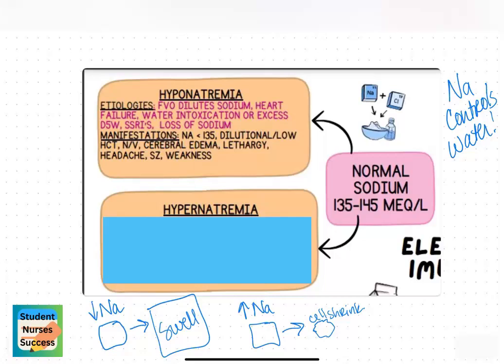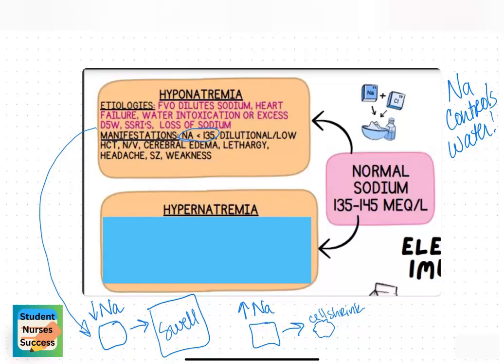Manifestations of hyponatremia include a sodium level of less than 135, and in some cases, if it's a dilutional hyponatremia, meaning you have fluid volume overload that's making your sodium levels low, you will also see a low hematocrit. Other symptoms include nausea, vomiting, cerebral edema, lethargy, headache, seizures, and weakness. Remember, in hyponatremia, we end up with the cells swelling, and that's where we get that cerebral edema.